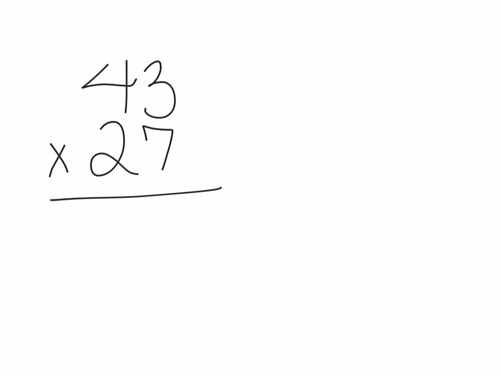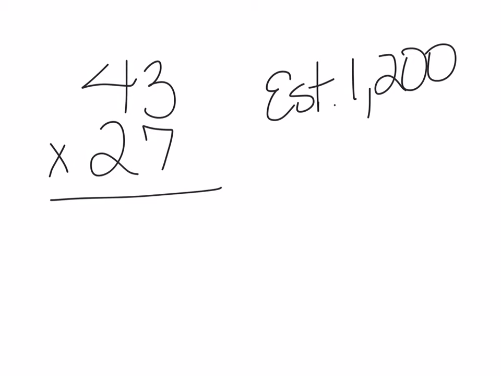Okay, 43 times 27. Now again, remember I said we're going to do this incorrectly, and we know what our estimate is from the last slide. We know our estimate is going to be about 1,200. Okay, so we're going to break the rules and see what happens.